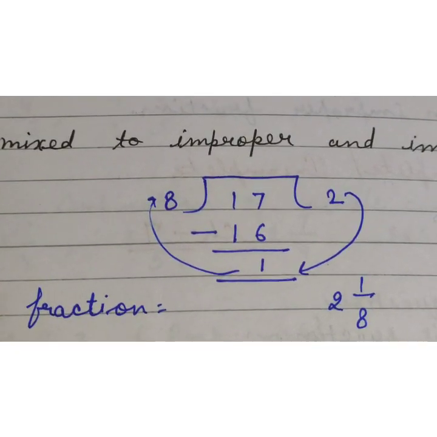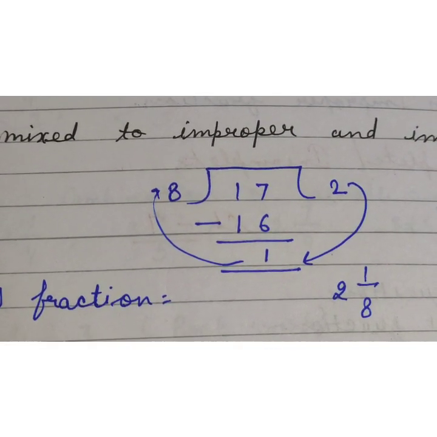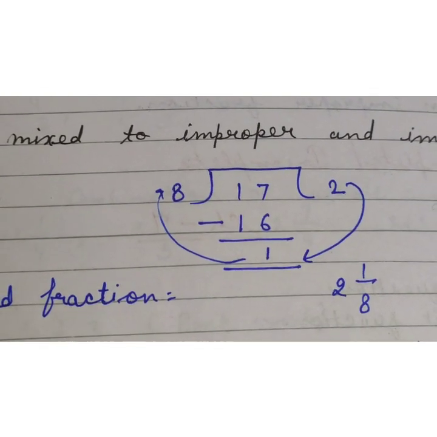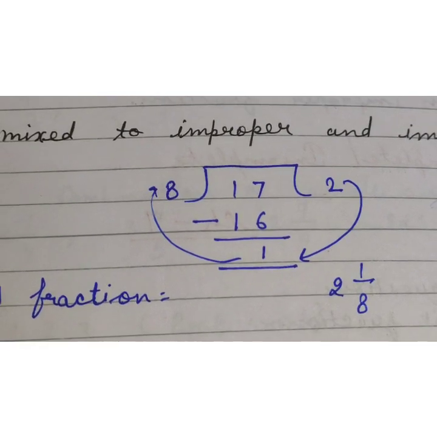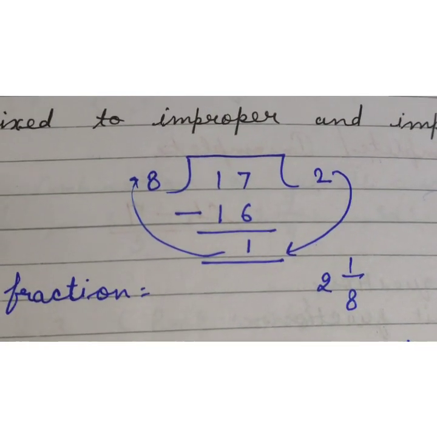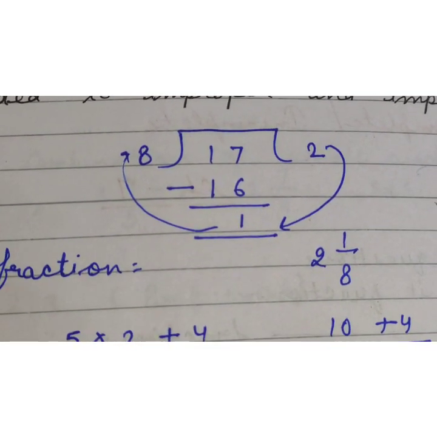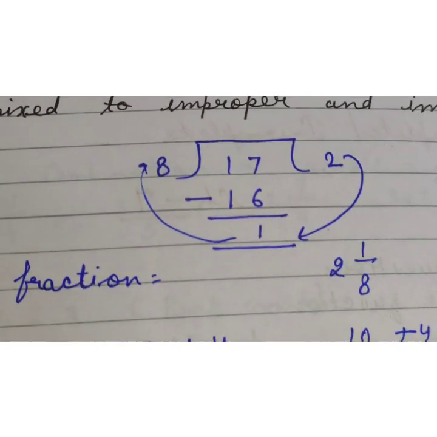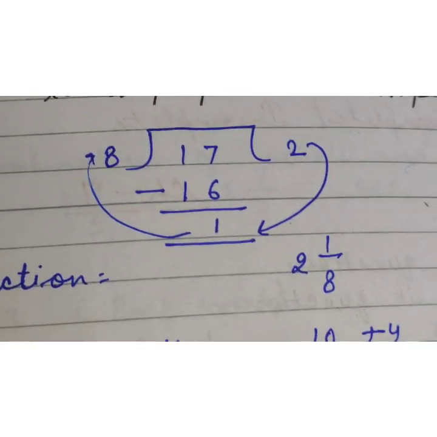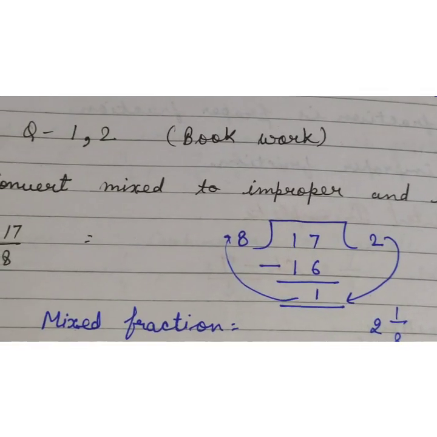17 upon 8 means you have to divide 17 by 8. So 8 twos are 16, and you can see 17 minus 16 equals 1. Then I told you that the quotient is your whole part. So you can see I have written 2 whole. Your remainder is your numerator, that means 1, and your divisor is the denominator. So you can see here 2 whole 1 upon 8. This is a mixed fraction.